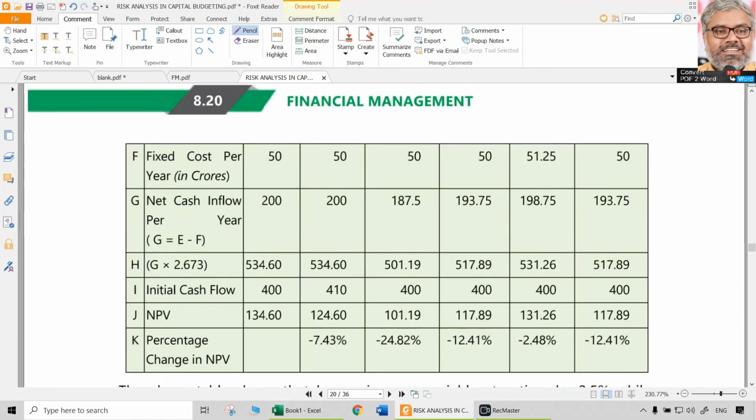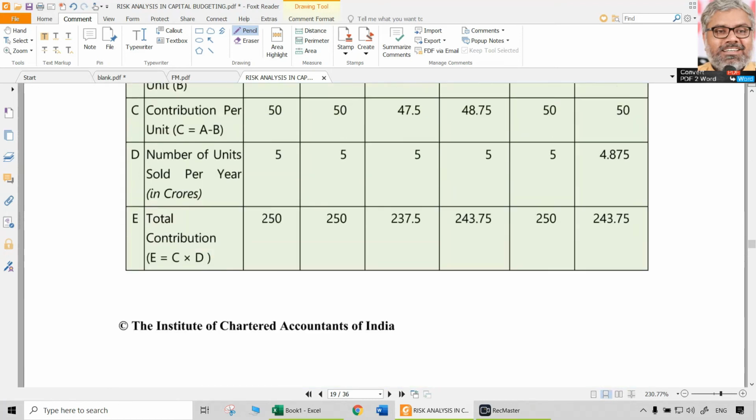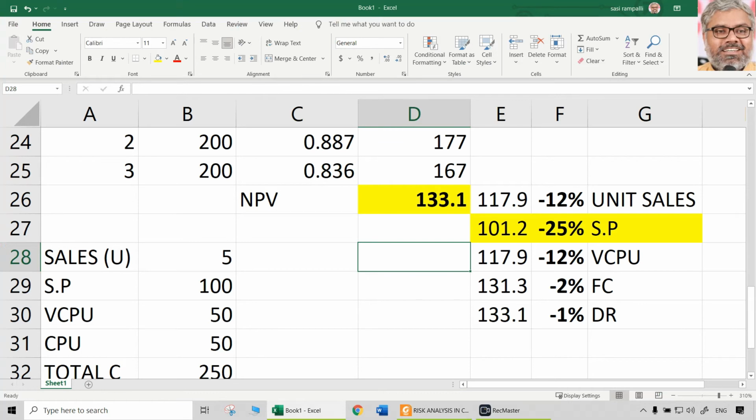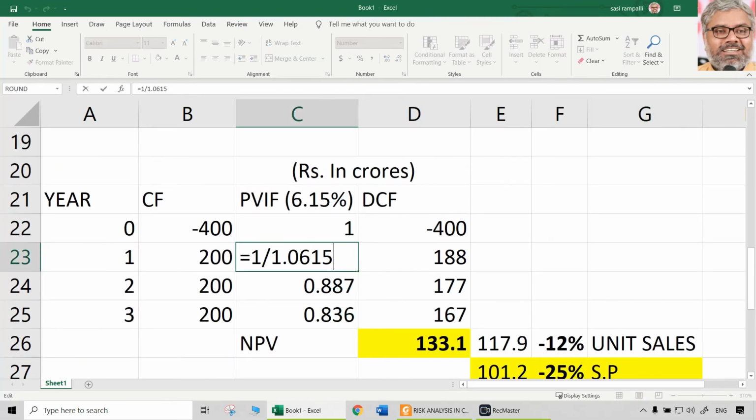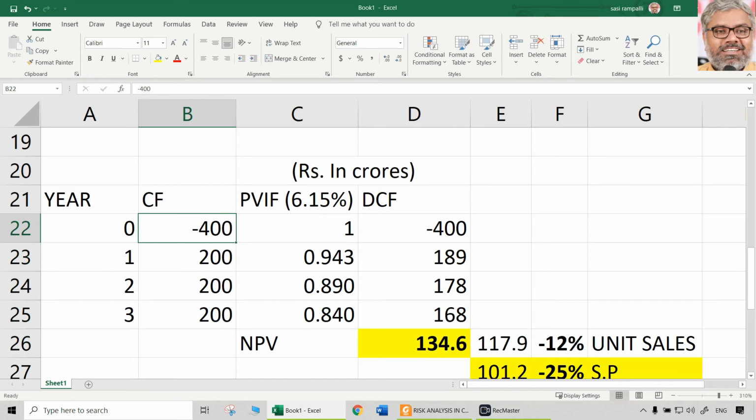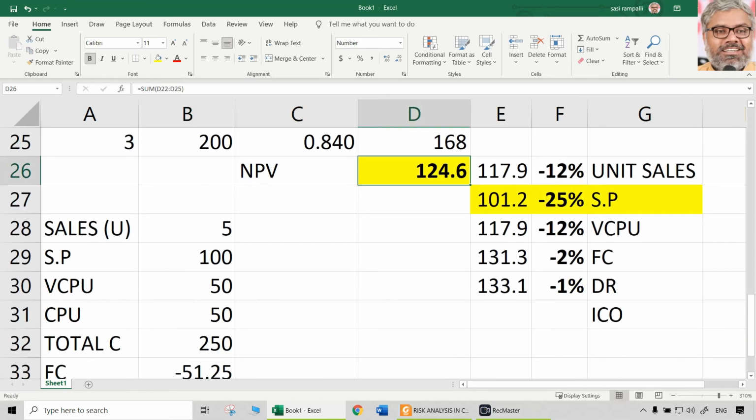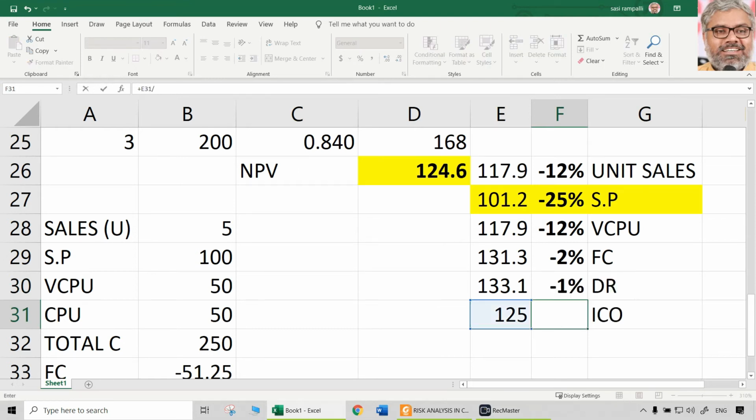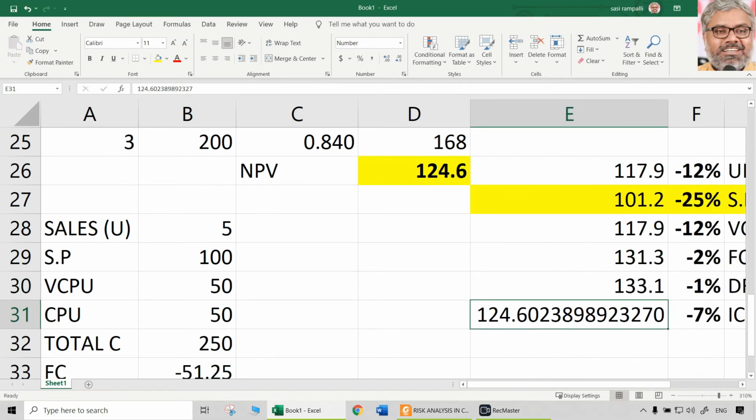Finally, what is going to be the result can be looked at here. Of course, one more thing can also be taken, which is initial cash outlay. That also can be taken, right? Selling price, variable cost, everything we took. Initial cash outlay, let us say that increases by 2.5%. Then what happens? Let us change this back to old discount rate. Initial cash outlay 400 becomes, increases by 2.5% means it becomes 410. Then how it changes? Originally 134.6, now only 124.6. So how much is the change in this case? New divided by old minus 1. Percentage wise, 7% is there.